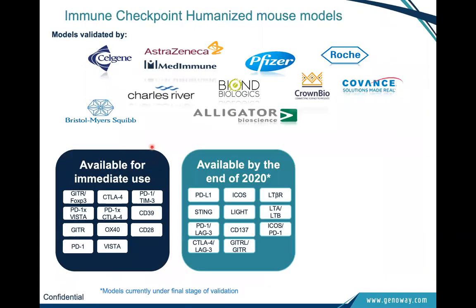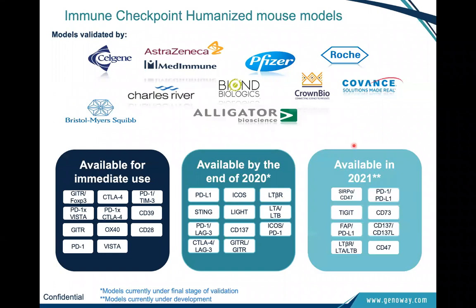This is the catalog of immune checkpoint humanized models that you're going to have access to through Almog Diagnostic. You're going to have access to all the models which are here in this blue square. You will have access to these models by the end of the year. In early next year, you will have access to this collection of mice as well. So all these models are fully available now.